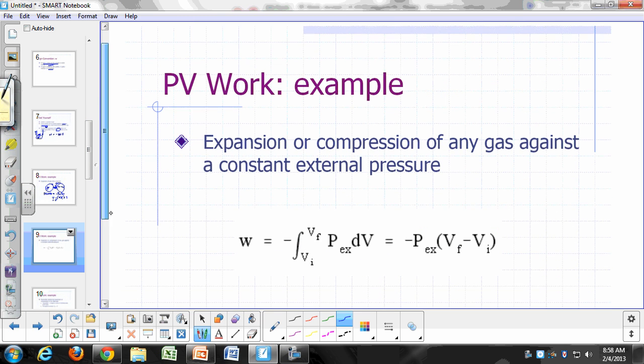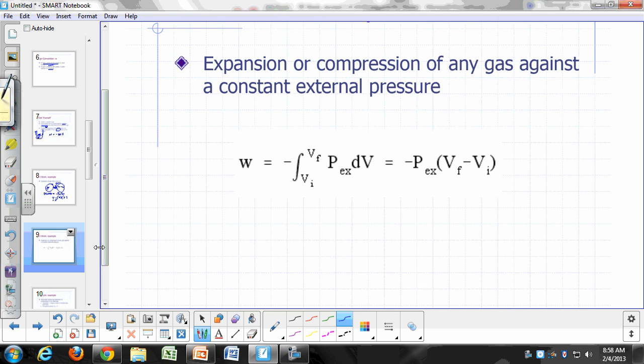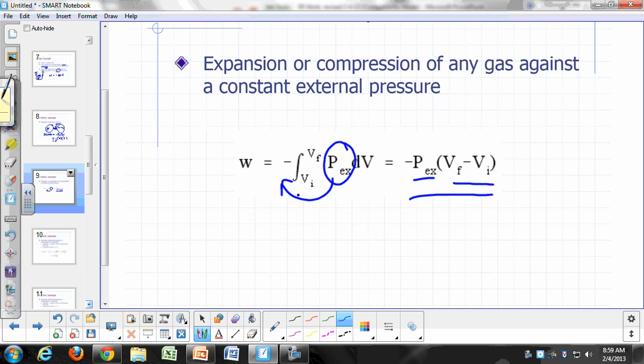How about this one? Against a constant external pressure, again, like I said, the formula is just minus P external delta V. P external is constant. You can move that out of the integral, right? So it's the integral of dV, which is just V, evaluated from V initial to V final. So that's your formula for expansion or compression against a constant external pressure.